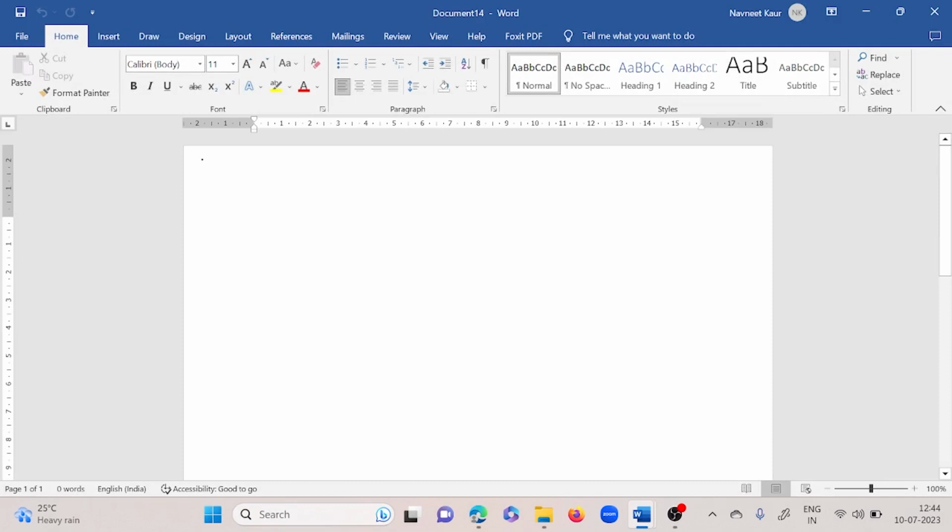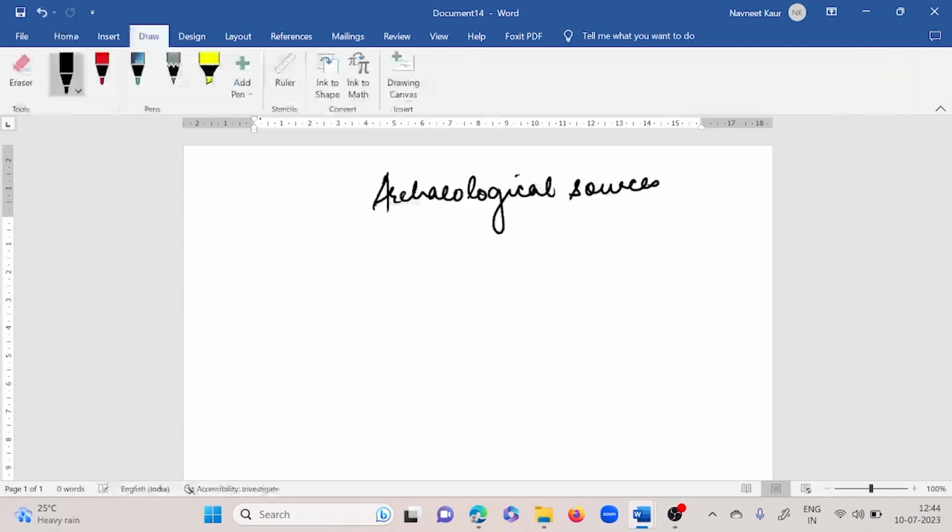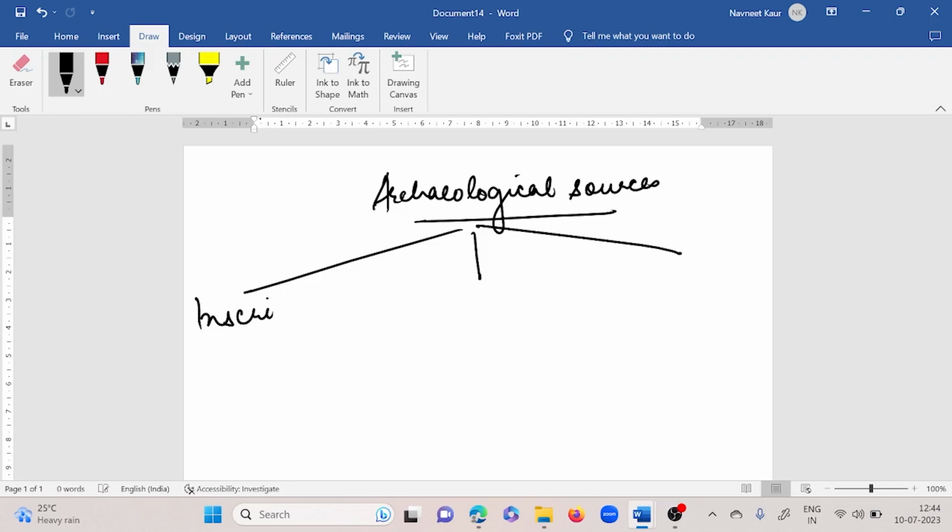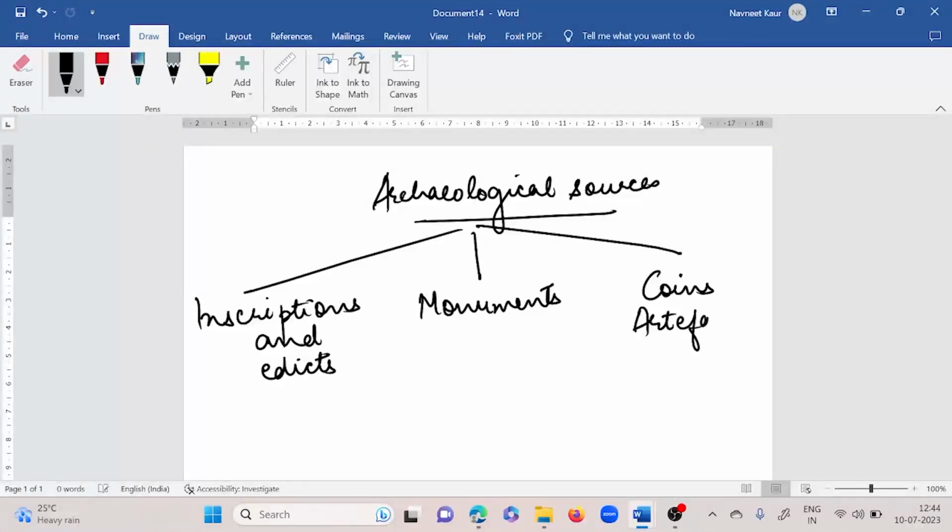So now archaeological sources are divided into three groups. One is inscriptions and edicts. Second is monuments. And third is coins, artifacts, and other objects.